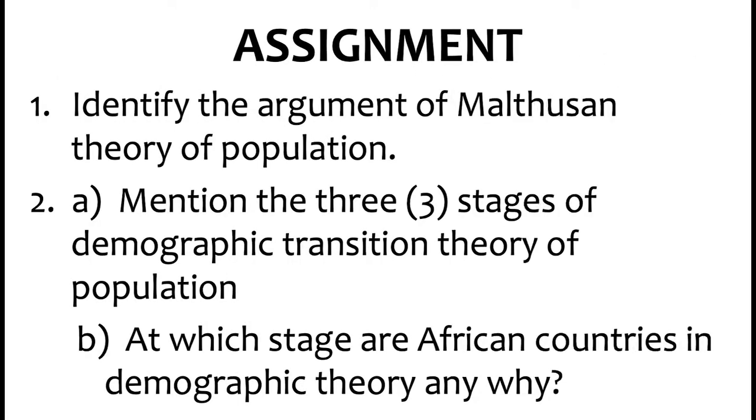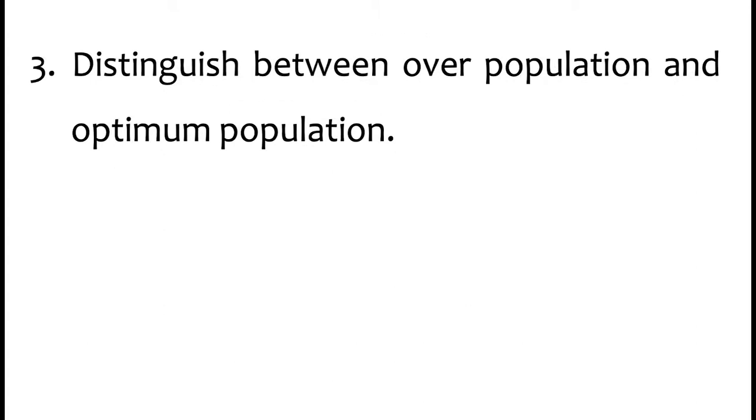Let me first look at the assignment again. Number 1, identify the argument of Malthusian theory of population. Number 2, mention 3 stages of demographic transition theory of population. Demographic transition theory has 3 stages. B, at which stage are African countries in demographic transition theory and why? Number 3, distinguish between overpopulation and optimum population.